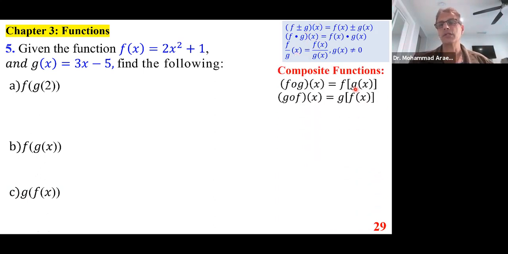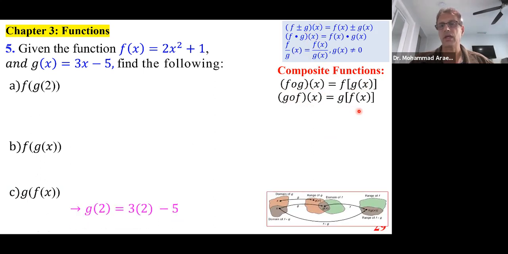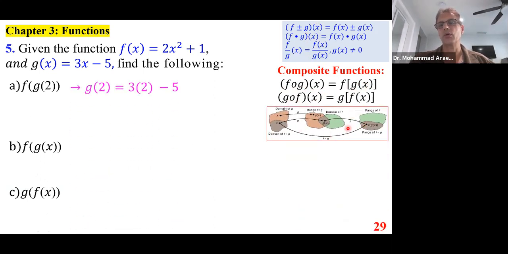We also have a composite function. f of g means f of g of x, g of f means g of f of x. And it's a little illustration of what we have seen and what it means as far as their domain is concerned, domain and range, okay?